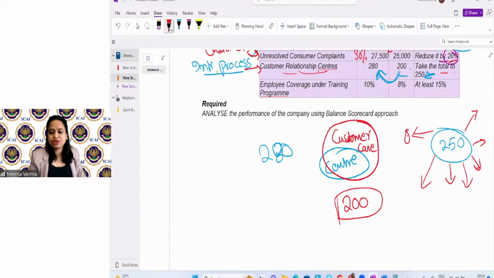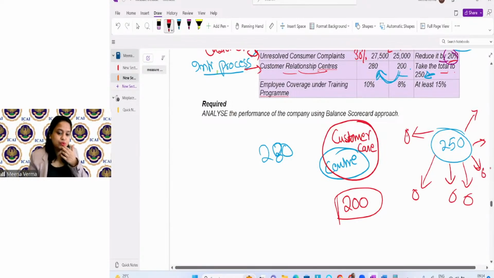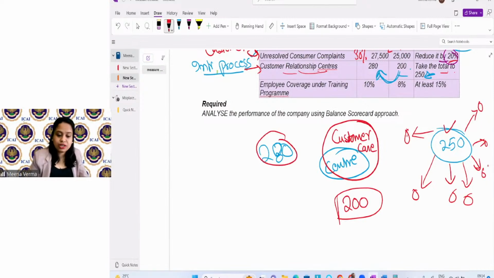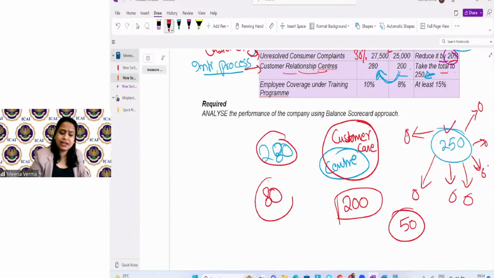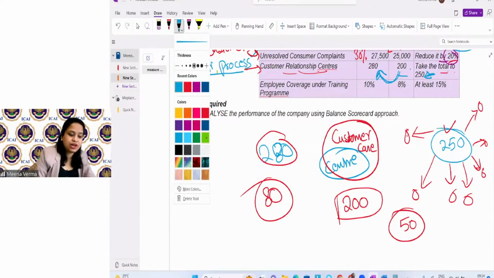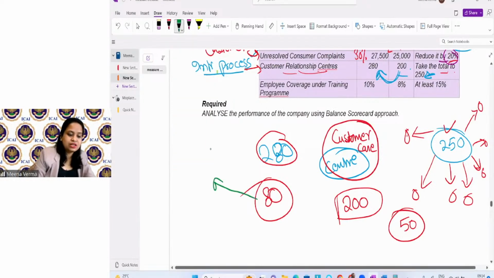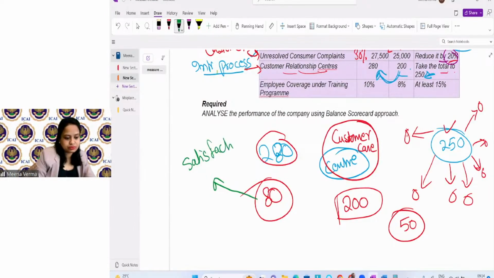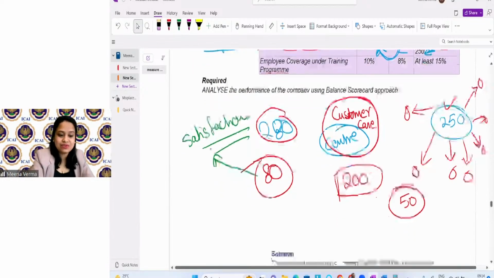So obviously customers will come here to deal, to address their issues. But what is happening? Instead of 250, the company has opened more centers. How many? The company had targeted to open 50 more centers. Instead of 50, the company has opened 80 more centers. More services the company is providing. That means the company is very serious to keep their customer happy. Why more centers? To increase the satisfaction of the customer.